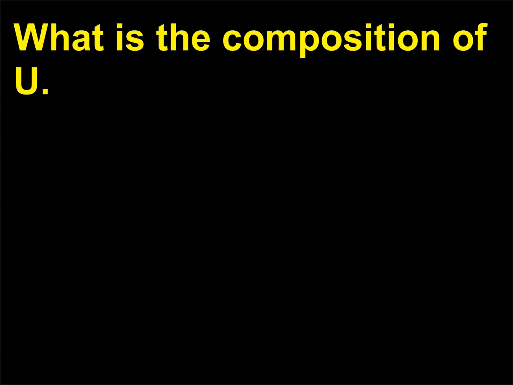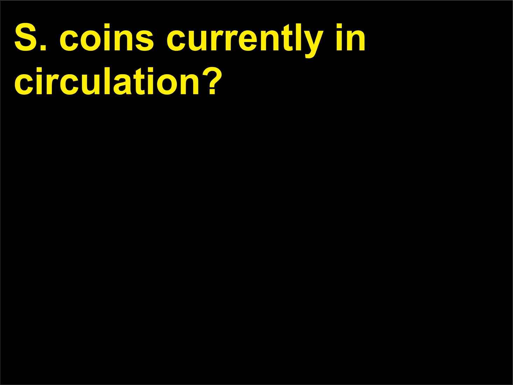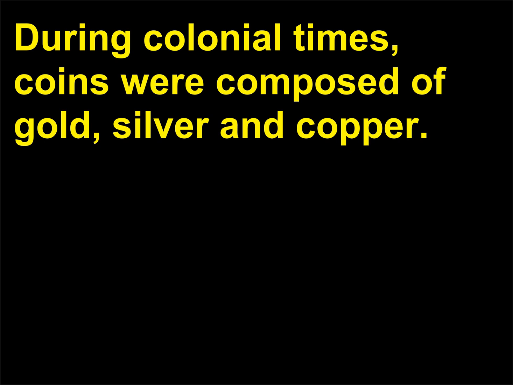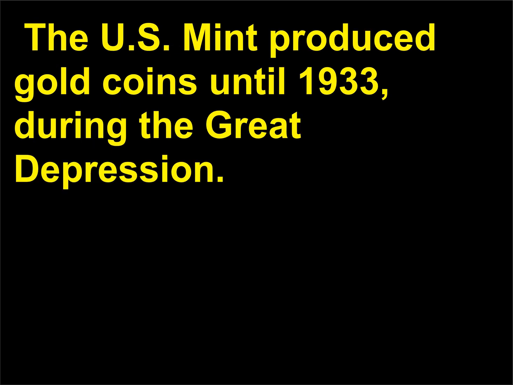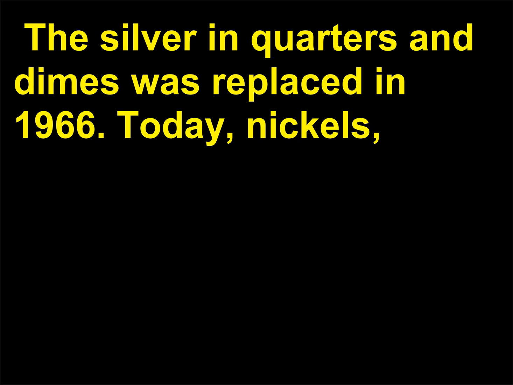What is the composition of U.S. coins currently in circulation? During colonial times, coins were composed of gold, silver, and copper. The U.S. Mint produced gold coins until 1933, during the Great Depression. The silver in quarters and dimes was replaced in 1966.